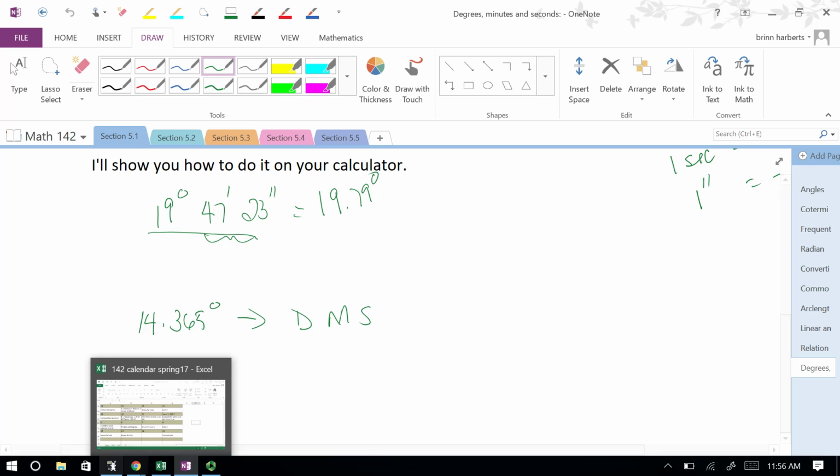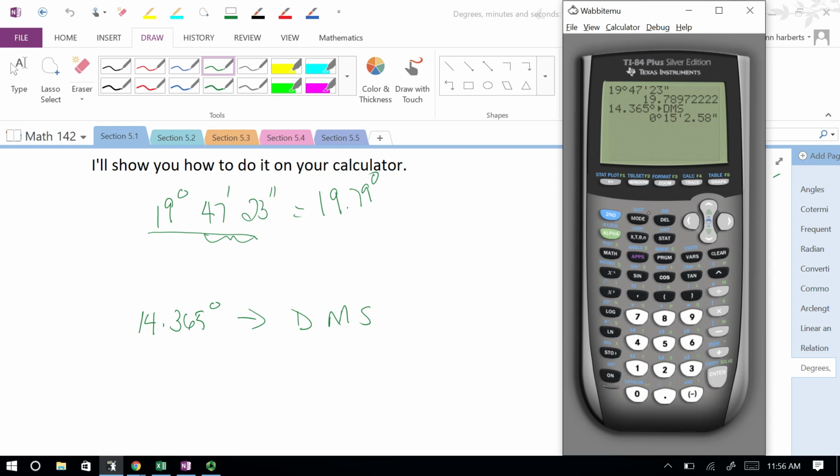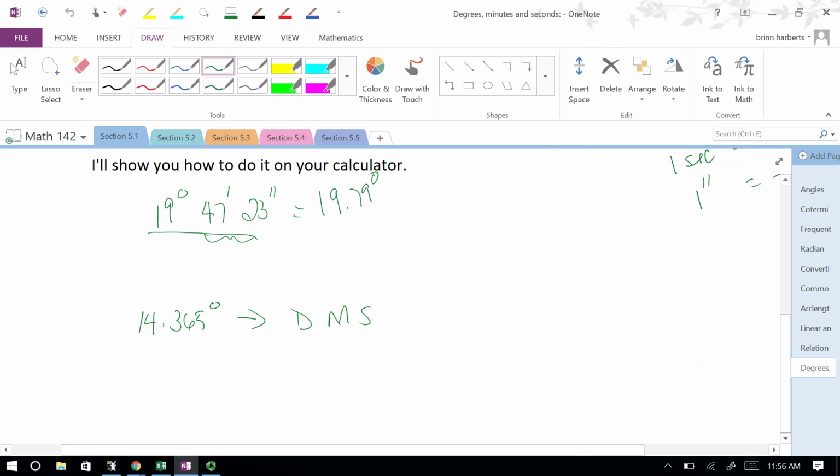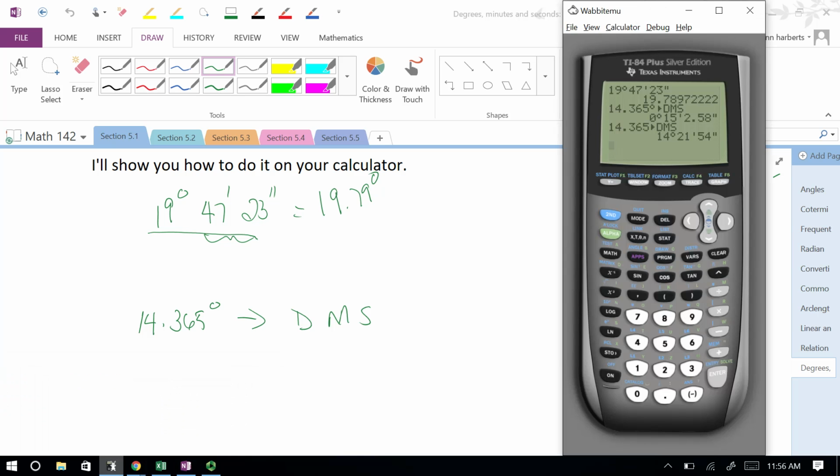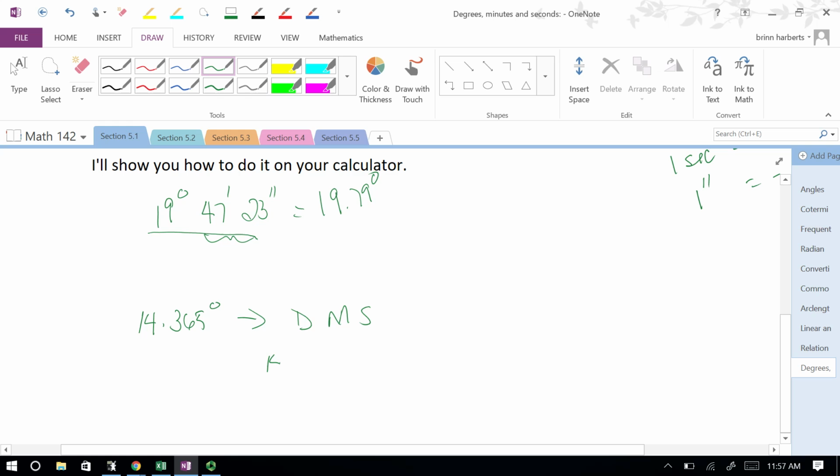That wasn't right. Let's try that again. 14.365. Oh, I think I'm in radian mode. That's better. Don't do the degrees to begin with. 14 degrees, 21 minutes and 54 seconds. That should be a hash.